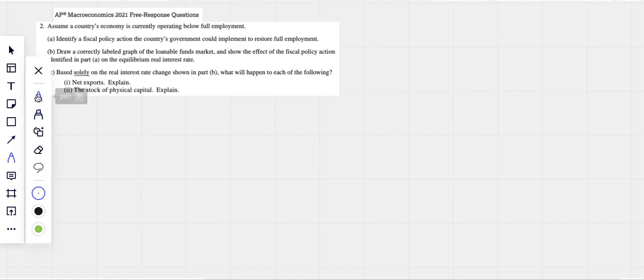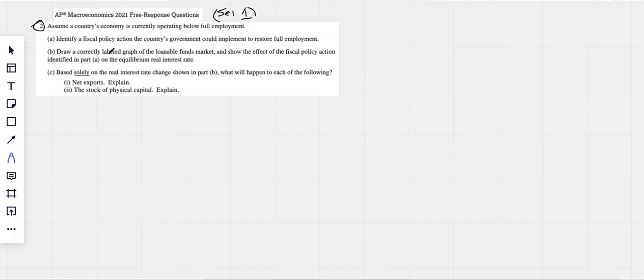This looks like set one. Set one, 2021, number two. Currently operating below full employment, we know that means a recession. If you're below full employment, identify a fiscal policy action the country's government could implement. Obviously, government spending can either go up or taxes can go down. I'm going to stick with government spending. That's one I would probably choose.